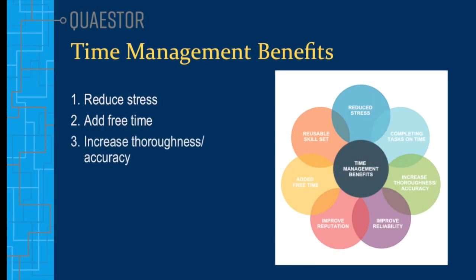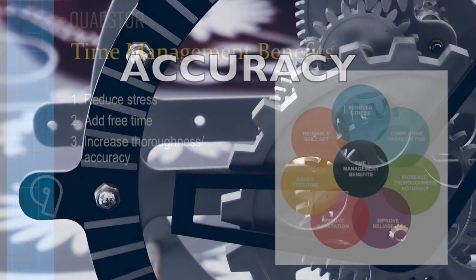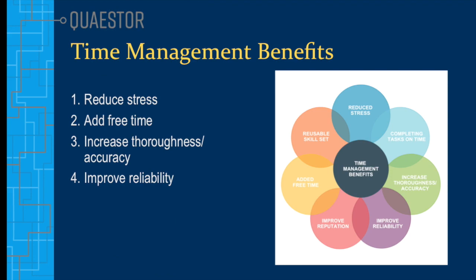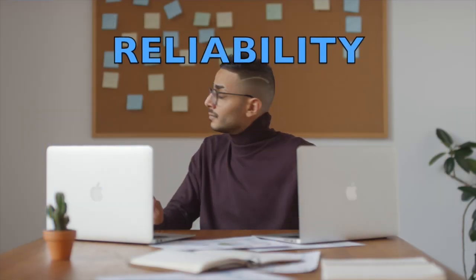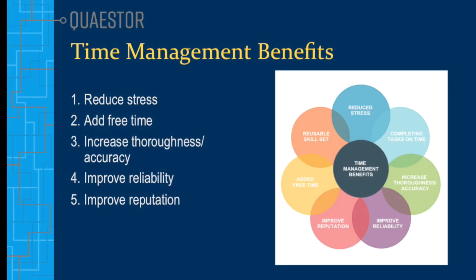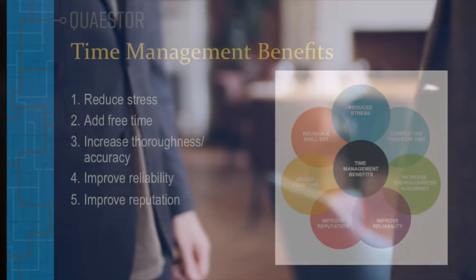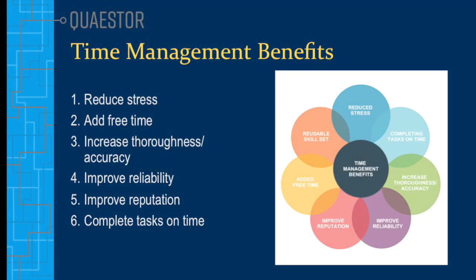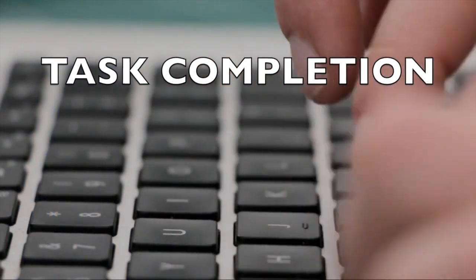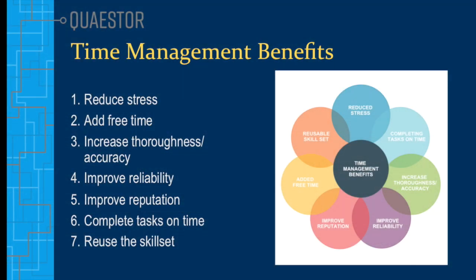Increase thoroughness and accuracy, as it helps you prepare enough time to be thorough and accurate in your tasks. Improve reliability, as it helps you complete tasks on time that other people are relying on you for. Improve reputation, as it helps you manage and achieve your goals and tasks consistently, thus improving your reputation. Complete tasks on time, as it helps you see when tasks need to be started and completed. And reuse the skill set, as time management is a relevant skill set in all aspects of life.